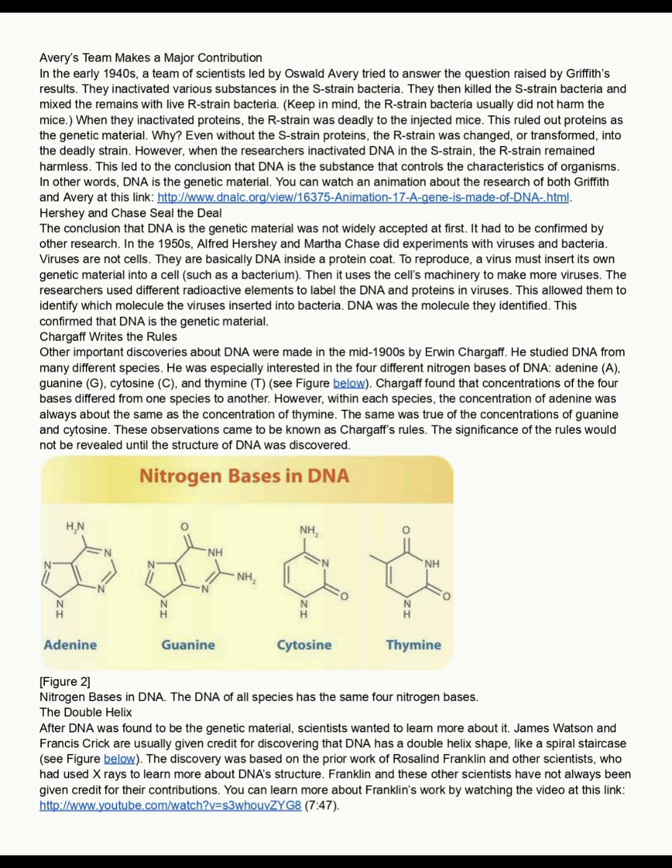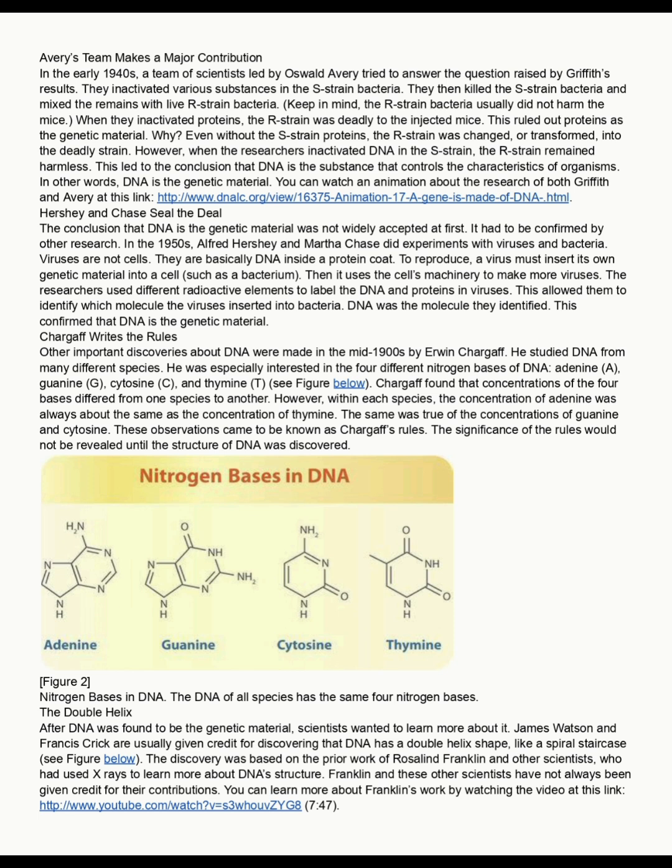Hershey and Chase seal the deal. The conclusion that DNA is the genetic material was not widely accepted at first. It had to be confirmed by other research. In the 1950s, Alfred Hershey and Martha Chase did experiments with viruses and bacteria. Viruses are not cells. They are basically DNA inside a protein coat. To reproduce, a virus must insert its own genetic material into a cell, such as a bacterium. Then it uses the cell's machinery to make more viruses.